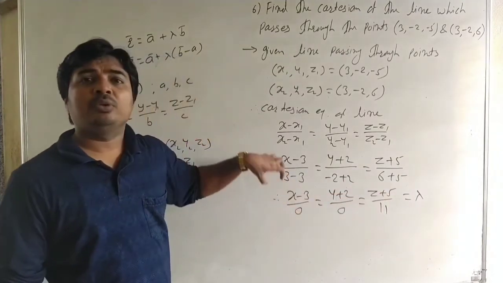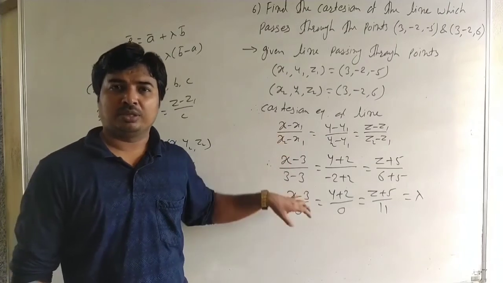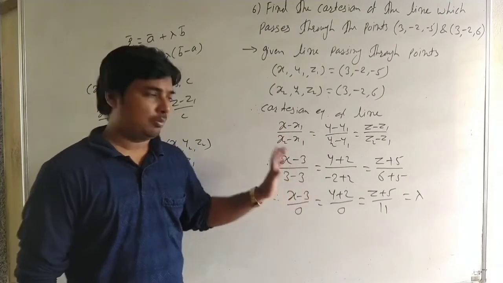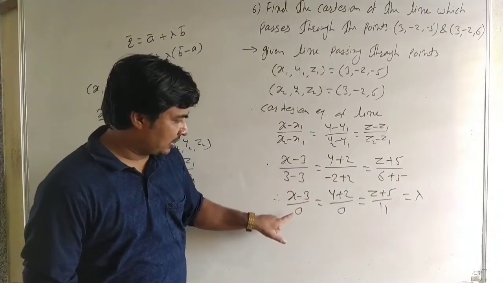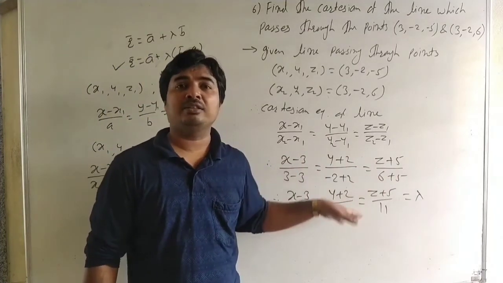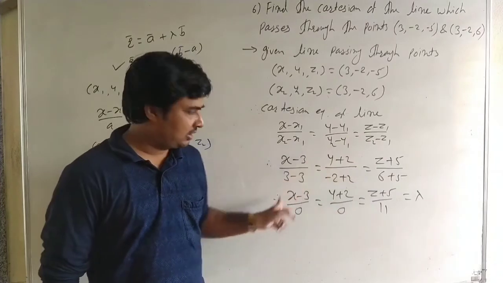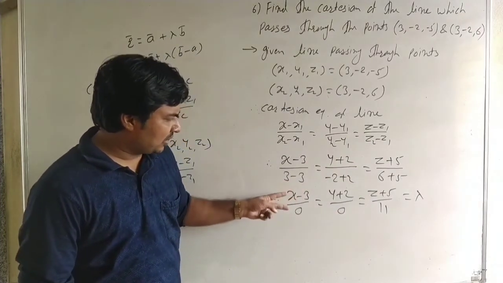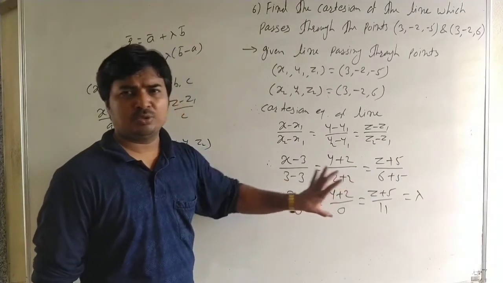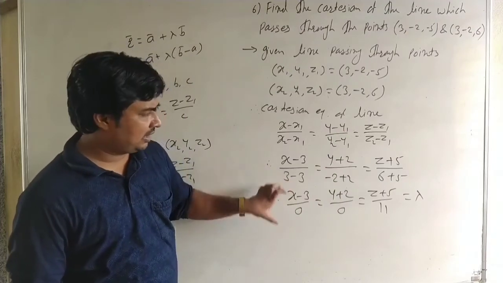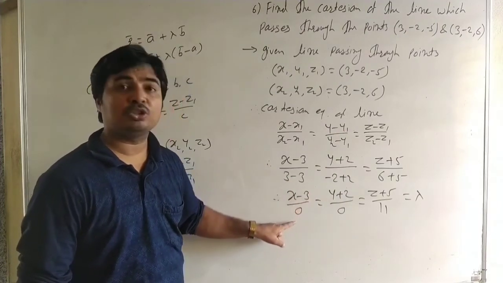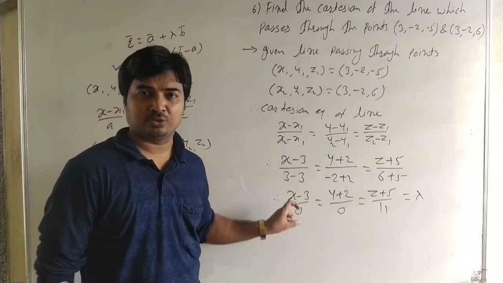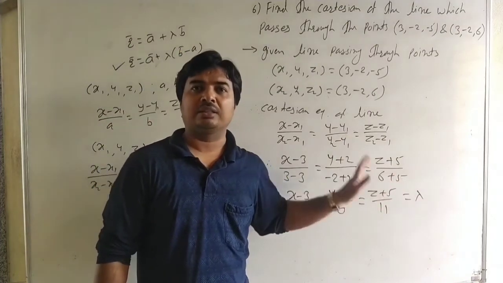Here, when we can write 0 in the denominator, it is an indeterminate form. But it is an equation of line. Here 0, 0 and 11 are the direction ratios of that line. It is an equation of line, but we see it is an indeterminate form. Here x minus 3 upon 0, 0 is the direction ratio; 0, 0 and 11 are the direction ratios of that line.